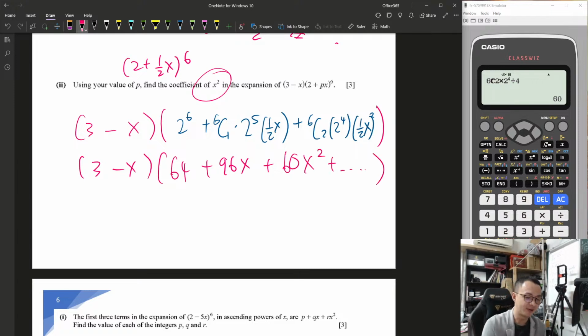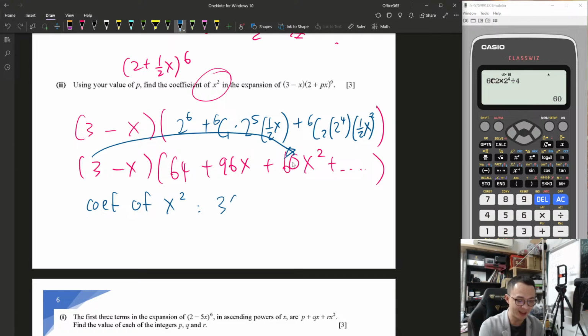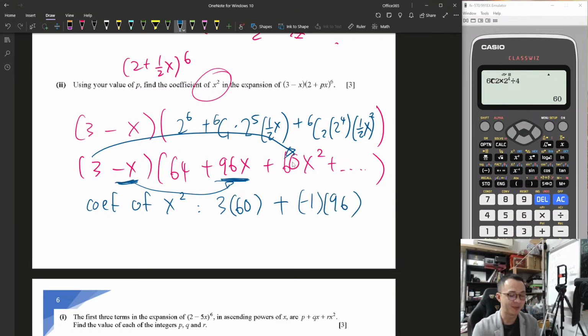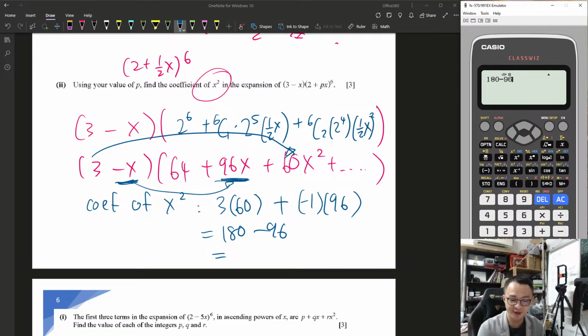Alright, now I can get my coefficient of x power of 2 easily because I will use the 3 multiply a term with x squared like I said just now. 3 multiply 60 plus this is negative x, right? I want to get x squared, I need to multiply 96. So minus 1 times 96. Because both of these actually give me the coefficient of x squared, which is 180 minus 96. Then we'll use the calculator for this. It's 84. Done. 3 marks.